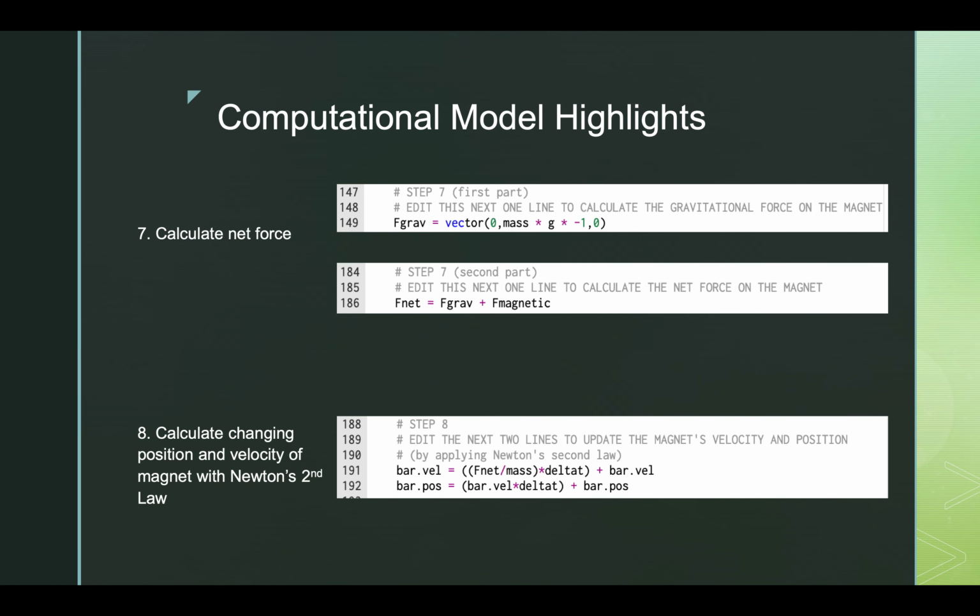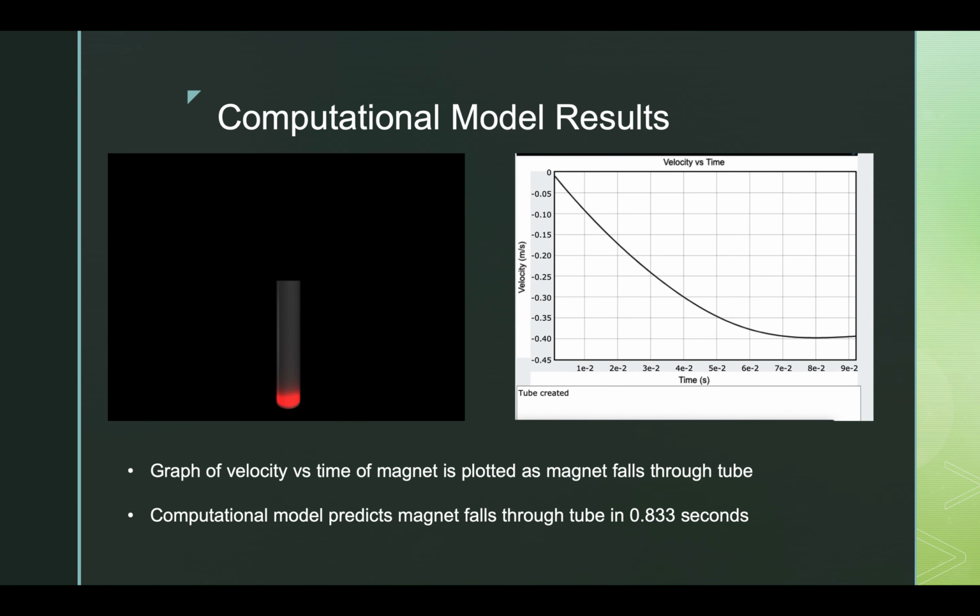In part 7 of the code, the net force was calculated by adding the gravitational force and the magnetic force. In part 8, the changing position and velocity of the magnet was calculated using Newton's second law. The video graphic on the next slide will show the final result of the computational model. This slide shows the computational model results.